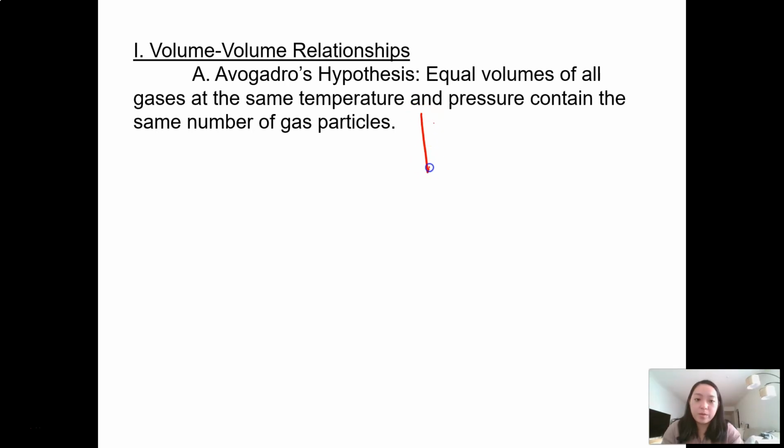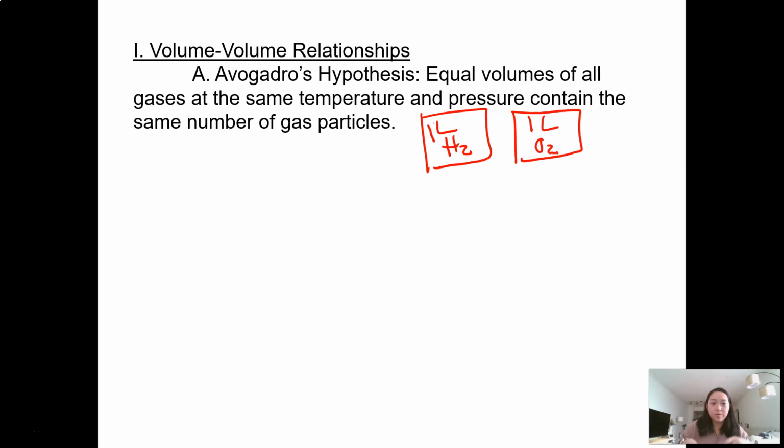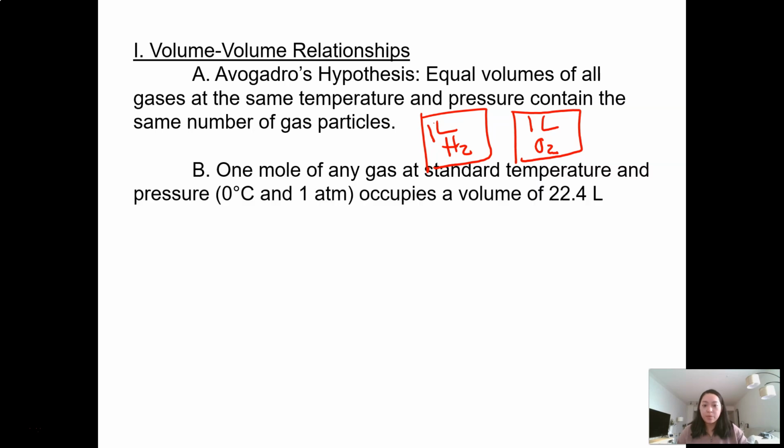So for example, if you have 1 liter of hydrogen gas and 1 liter of O2 gas, and they are at the same temperature and pressure, they would contain the same amount of gas particles. Now furthermore, 1 mole of any gas at standard temperature and pressure, which is 0 degrees Celsius and 1 atm, occupies a volume of 22.4 liters. Now this conversion factor is really important when we go into the problems because it will help us convert from liters of something to moles of something.